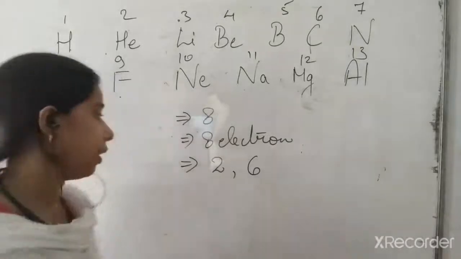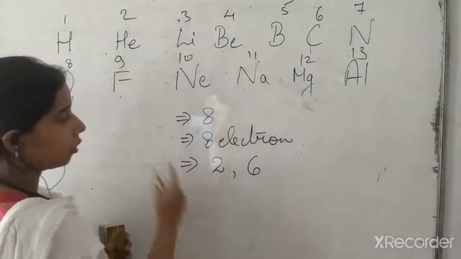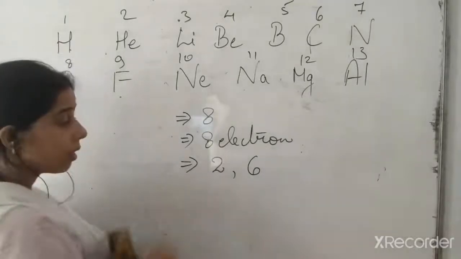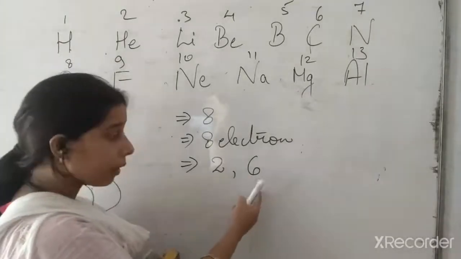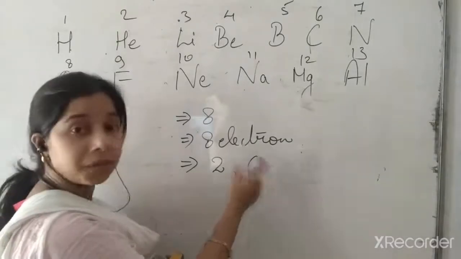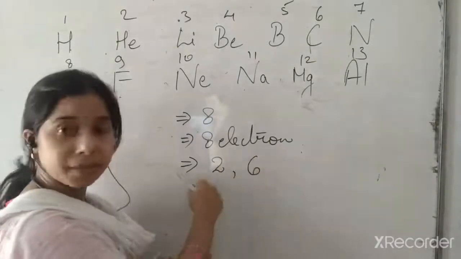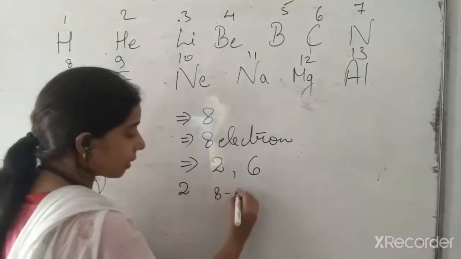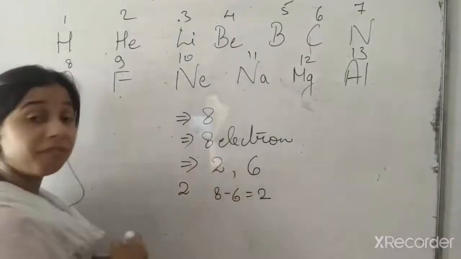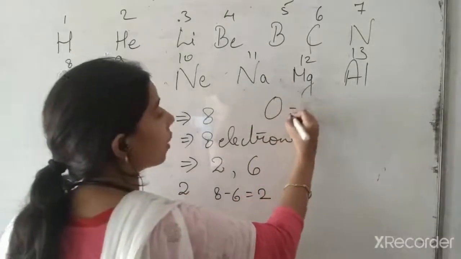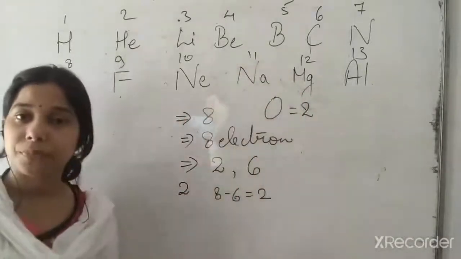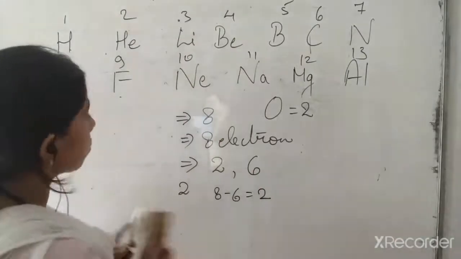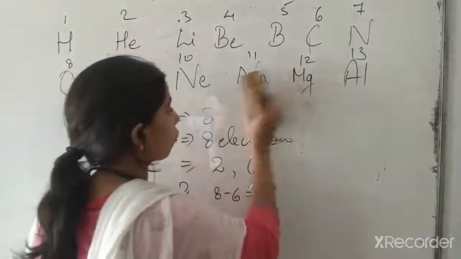Now see here, if we talk about the oxygen atom, students, 2 is there and 6 is there. With 6, how many electrons does it need to complete its octet? That is 2. 8 minus 6 is equal to 2. So the valency of oxygen will be 2. We can understand with other examples also, like if we talk about fluorine.